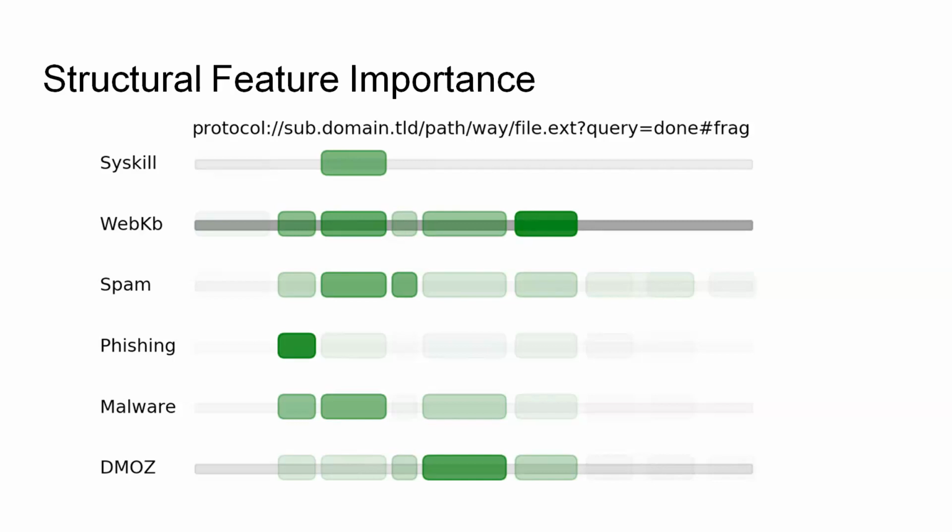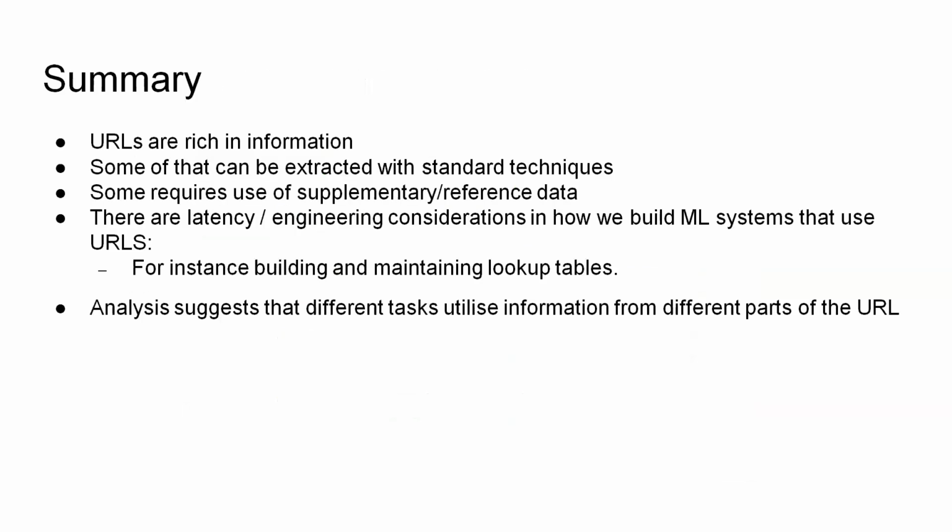Hopefully the summary here is that URLs are really rich in information. They are text data, but they're also not text data. They contain information beyond the text. Some of the information can be extracted with standard techniques. Some of it often requires supplementary information, reference data, like domain name registrars, that kind of thing.